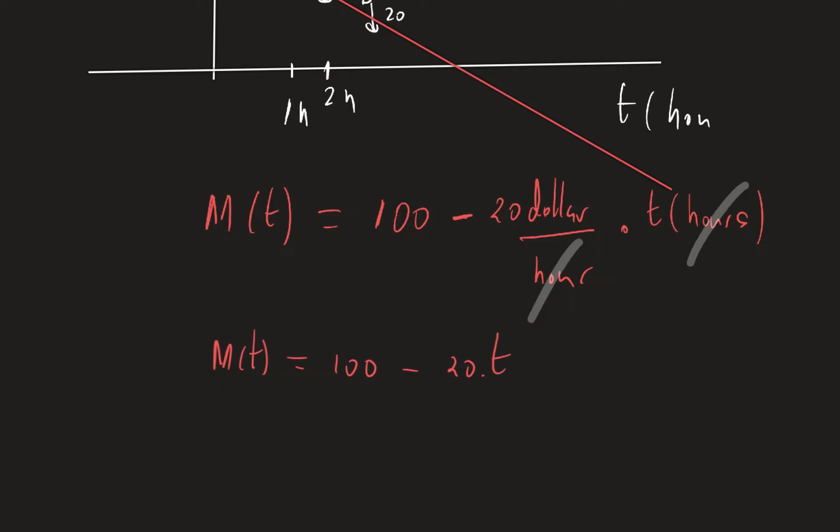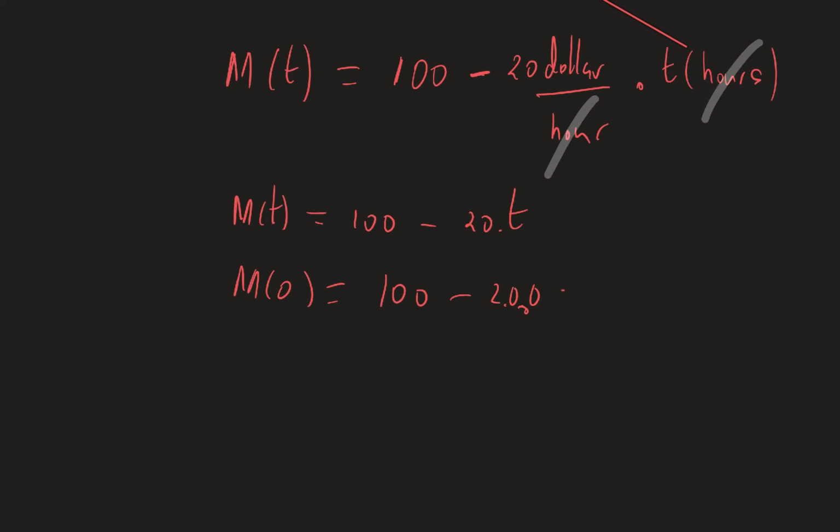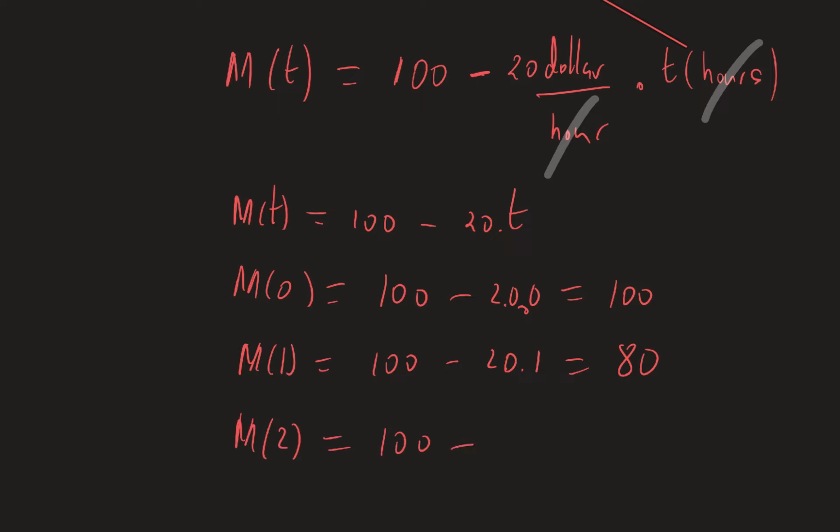Let's check. M of 0 is 100 because 20 multiplied by 0 is 0. M of 1 will be 100 minus 20 times 1, equal to 80. M of 2 will be 100 minus 20 multiplied by 2, which is 100 minus 40, or 60. So you will end with $60 after 2 hours.